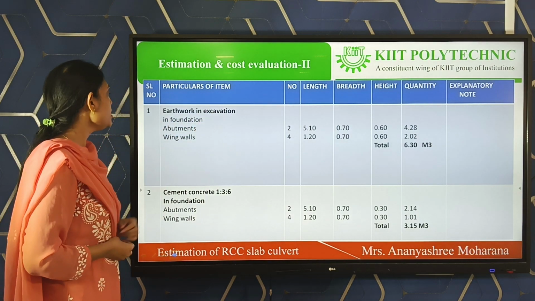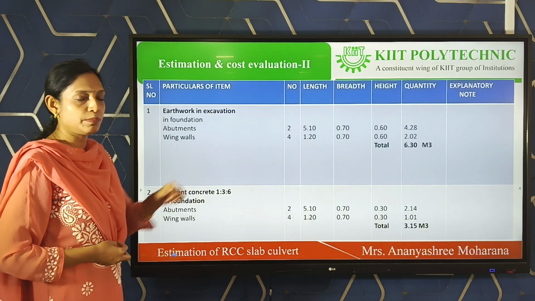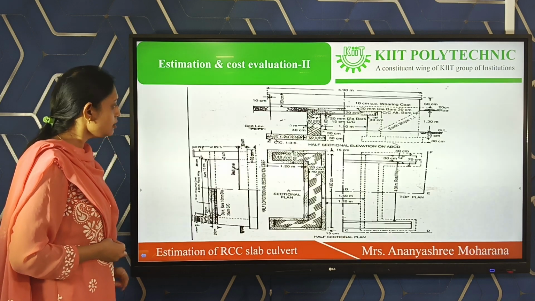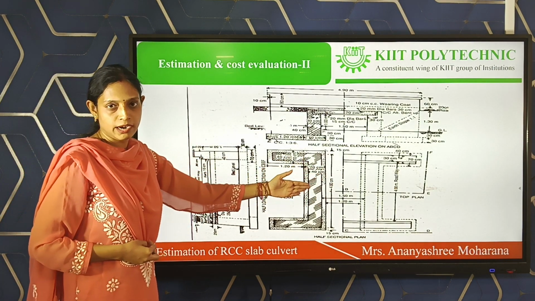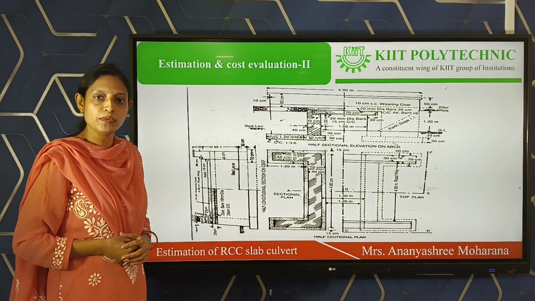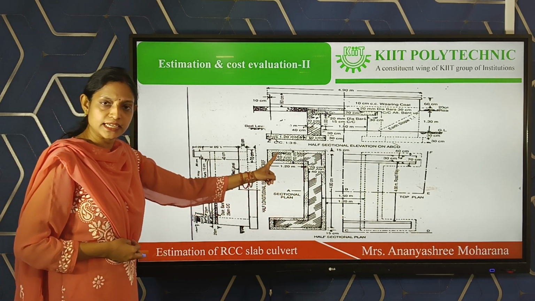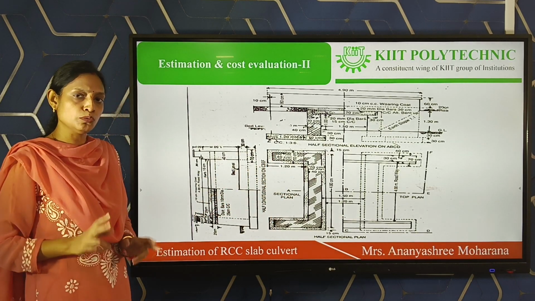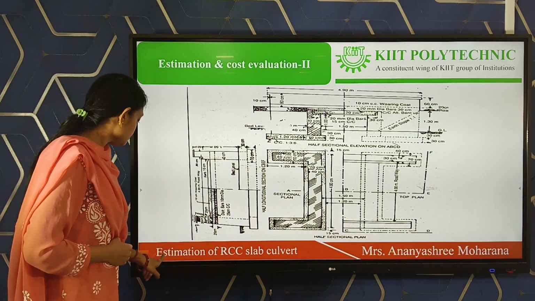In the first part, earth excavation, for the abutment and wing wall we have to excavate, because you can see in the drawing, abutment and wing wall are directly in contact with the ground. That's why we have to construct the foundation for the abutment and wing wall. So first we take the abutment, then second we take the wing wall. For these 2 components only we have to do the earthwork.